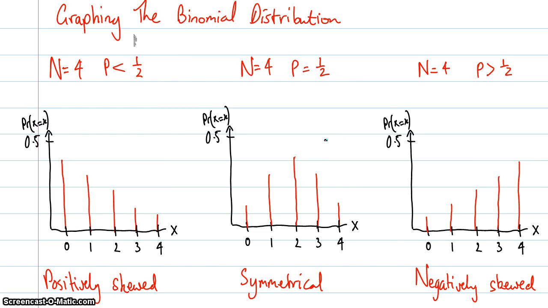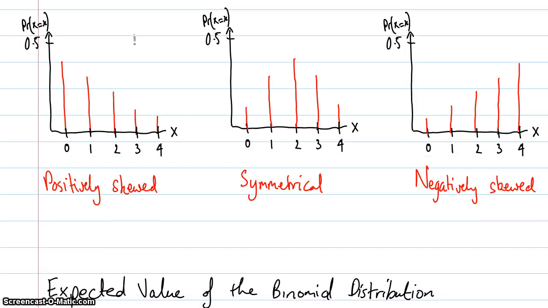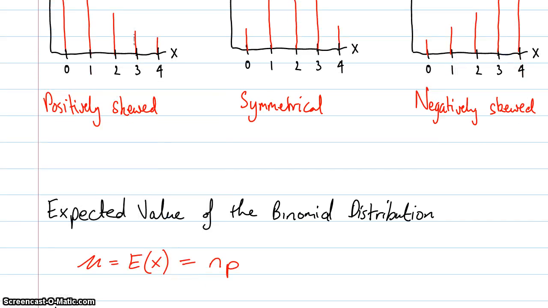Now I'll move on to finding some other things of the binomial distribution. The expected value of the binomial distribution is quite easy. The expected value, or mu, or E of x, or the average value, is just the number of outcomes multiplied by the probability of success. That makes sense if you think about it logically. So n times p is how to work out the expected value of a binomial distribution.